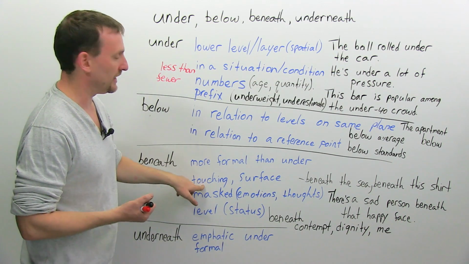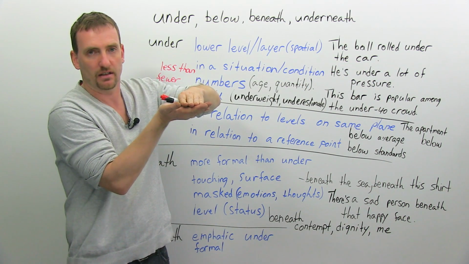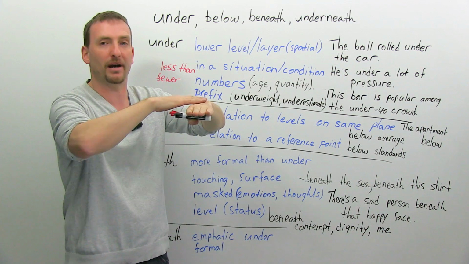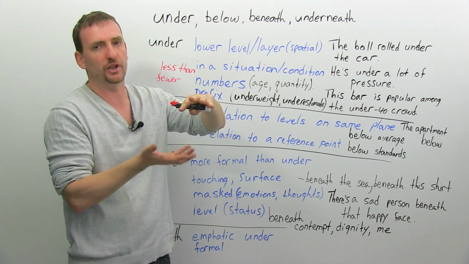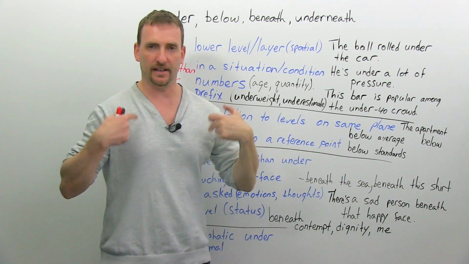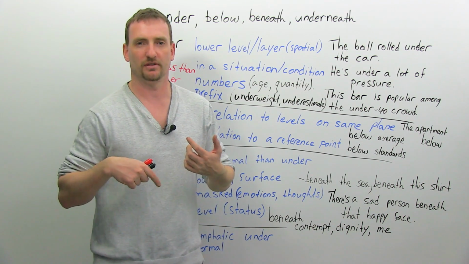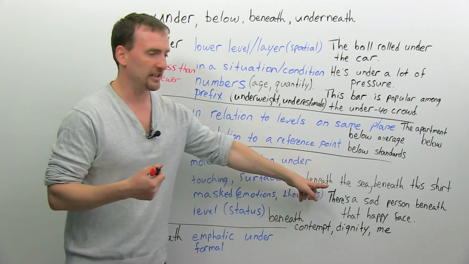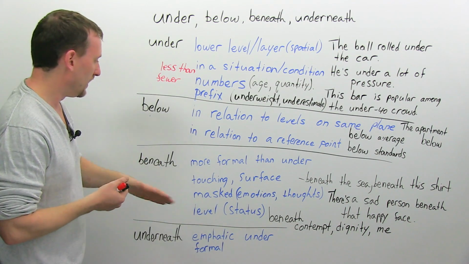But generally speaking, when we're talking about something at a lower level, but it is touching, then we're going to use beneath. If there's a certain touch, or if we're talking about the surface and something is under that surface, we're going to use beneath. So, beneath the sea. The wire for this microphone is beneath my shirt. It's also under my shirt. We can use either way. But generally, if it's under a surface or if it's touching, we use beneath.